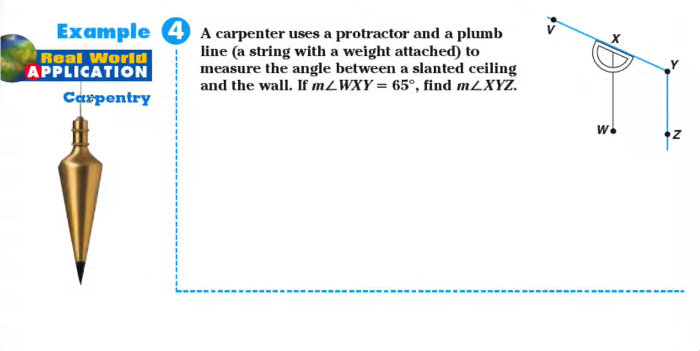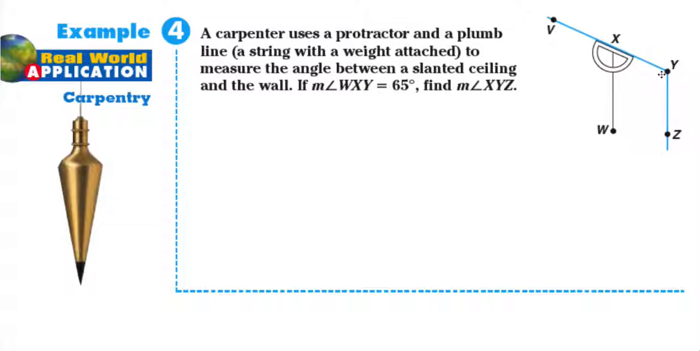In construction, a carpenter uses a protractor and a plumb line. This is a plumb line right here, a string with a weight attached to it, to measure the angle between a slanted ceiling and the wall. So this is your slanted ceiling and this is your plumb line. If the measure of angle WXY, right here, is 65 degrees, you want to find the measure of XYZ.